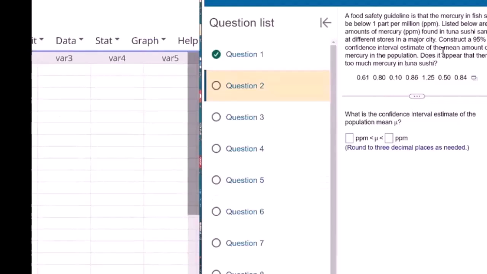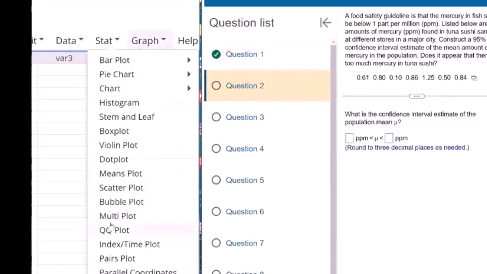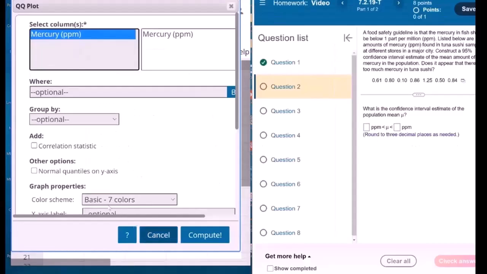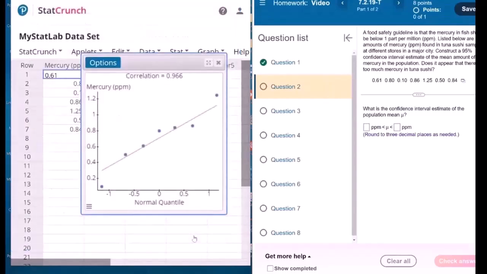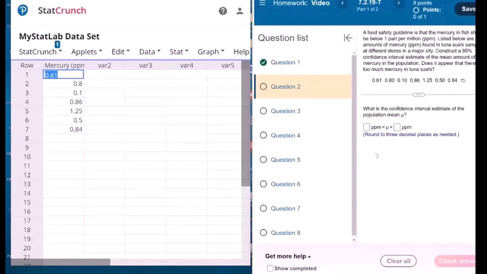For our requirements, we know it has to be below 1 part per million. It really doesn't tell me anything, does it? How about if we graph a QQ plot of mercury, and I like putting the correlation statistic in there. It tells me how close I am to 1, and this looks good. I'm very close to 1. I can consider this normally distributed. This is the amounts of mercury found in the tuna, and I need to construct a 95% confidence interval estimate of the mean amount of mercury.